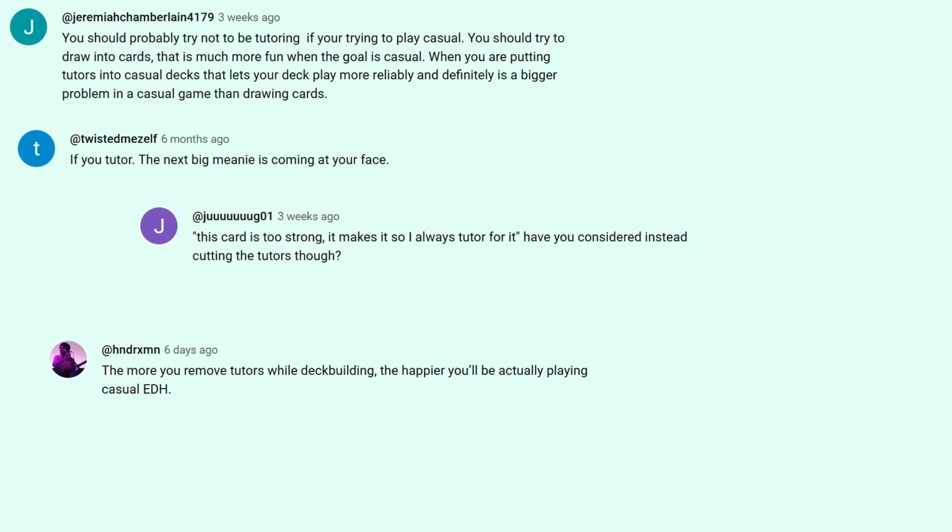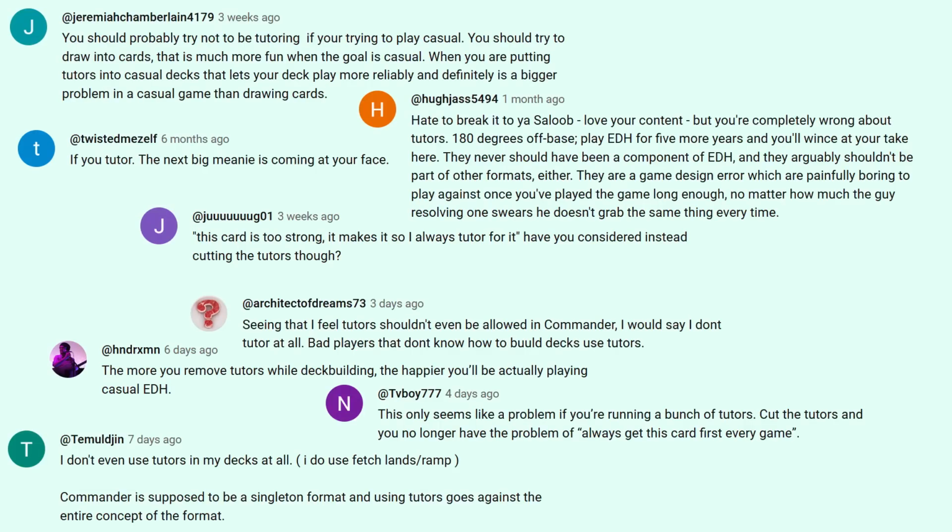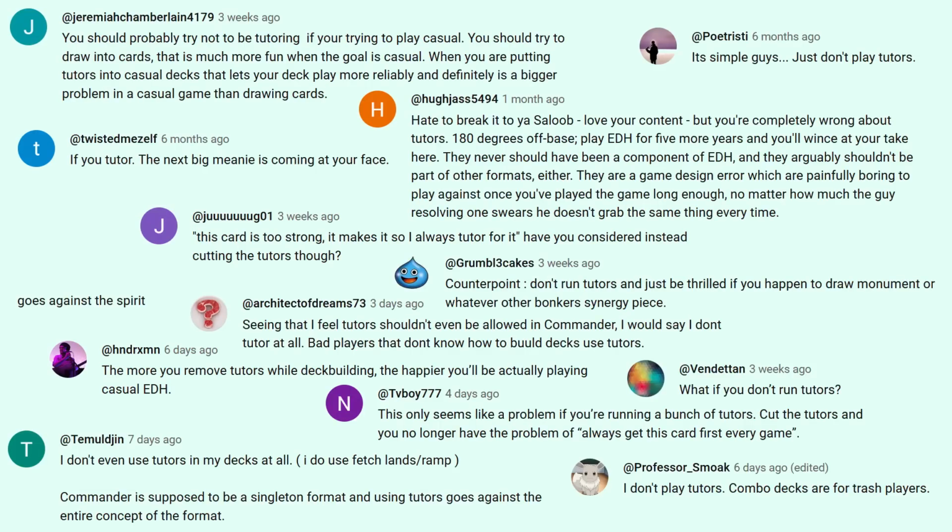Over the past few months, I've noticed a number of comments all expressing something similar, with that being the idea that tutors, cards that search a player's library, are in some way out of place within the landscape of casual EDH, or at least within the landscape of lower power levels.